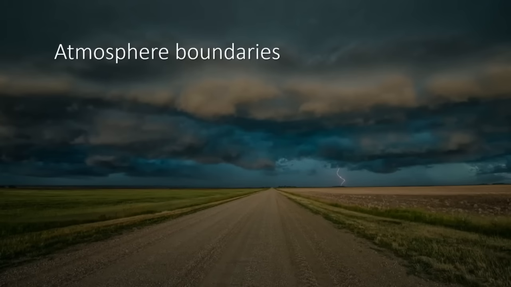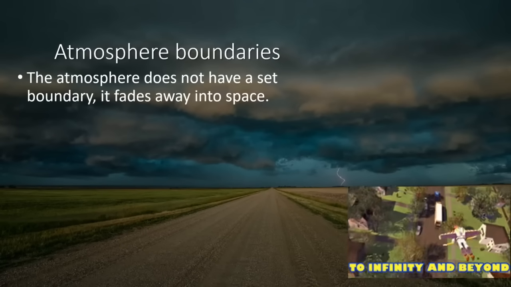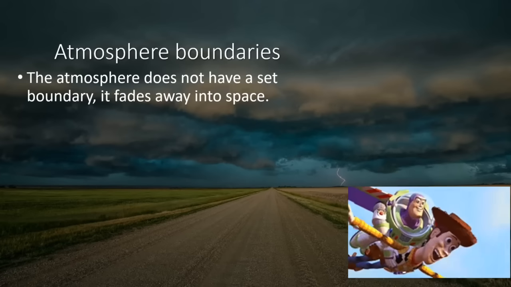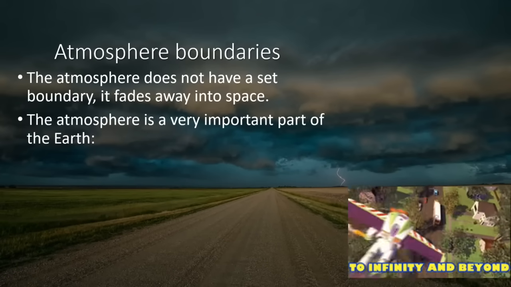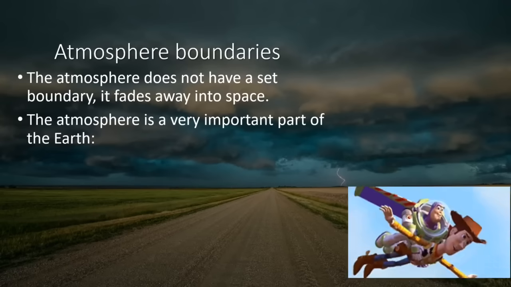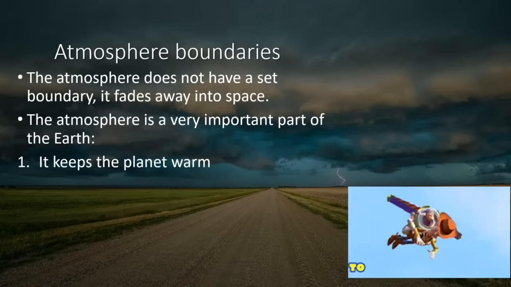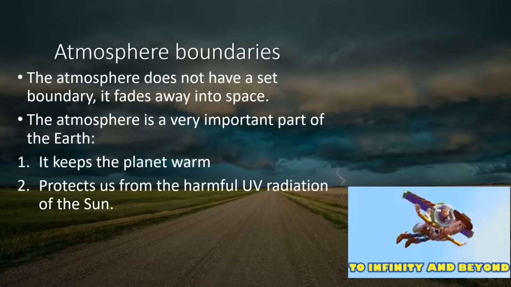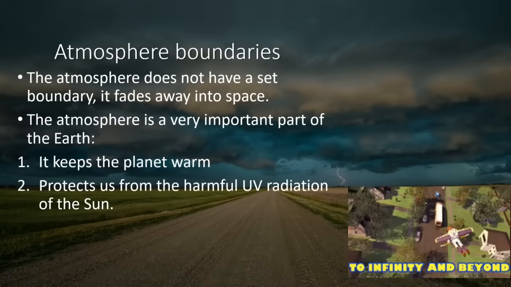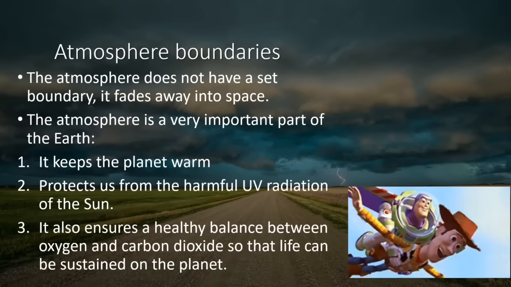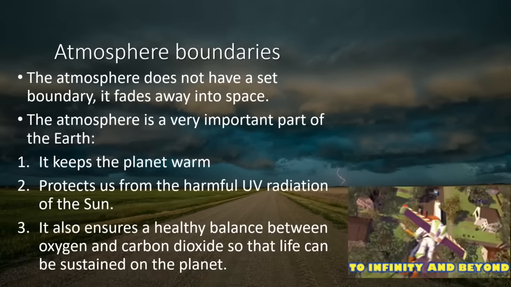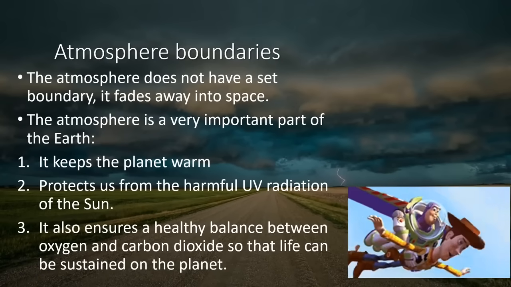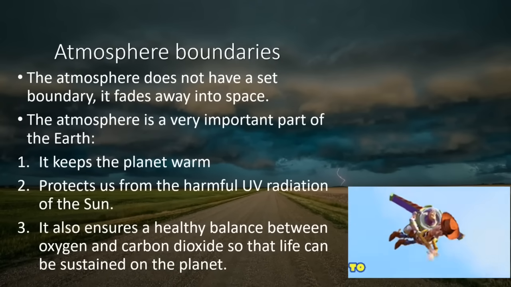When it comes to our atmosphere boundaries, the atmosphere does not have a set boundary, and it just fades away into space. The atmosphere is a very important part of Earth. It also keeps our planet warm, number 1, and protects us from harmful UV radiation from the sun, number 2. And it also ensures a healthy balance between oxygen and carbon dioxide so that life on Earth can be sustained.